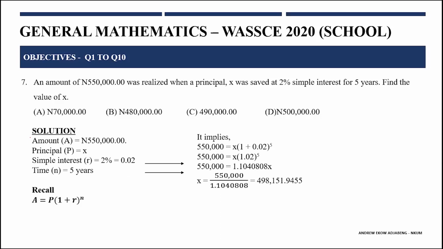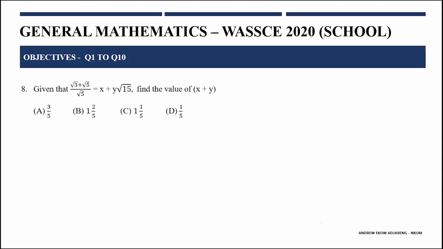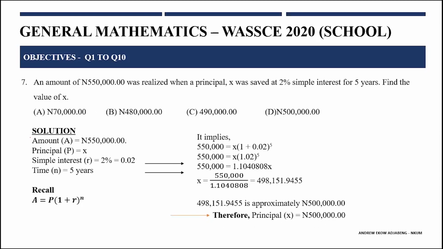And then we have our answer to be 498,151.9455 naira. But that is not the answer. But it doesn't mean the answer is not there. This is the tricky part. 498,151.9455 is approximately 500,000. Therefore, our principal X is 500,000, which is the answer for D.